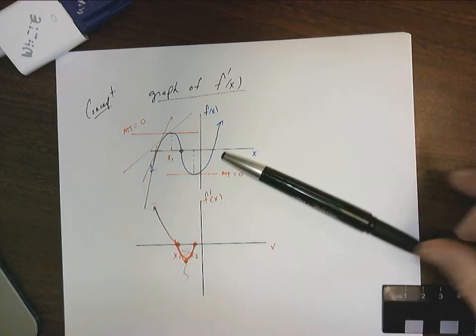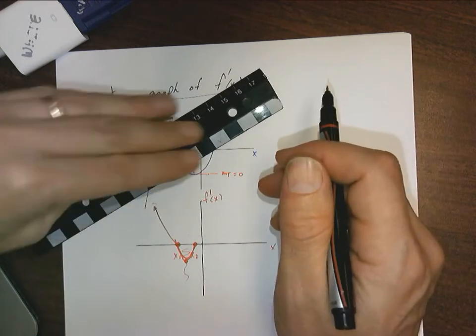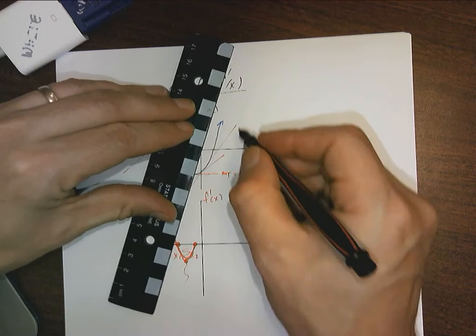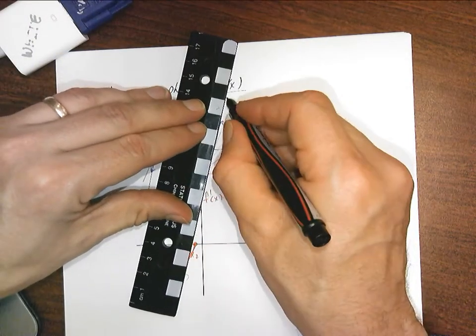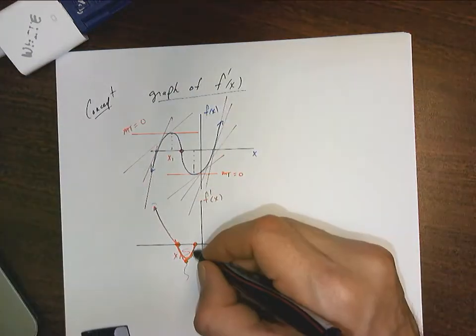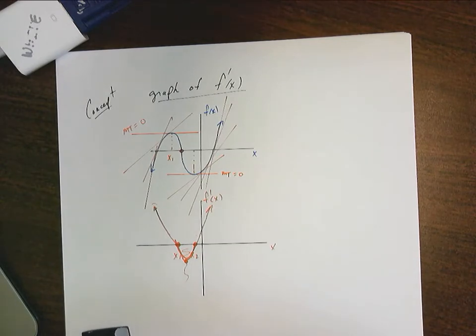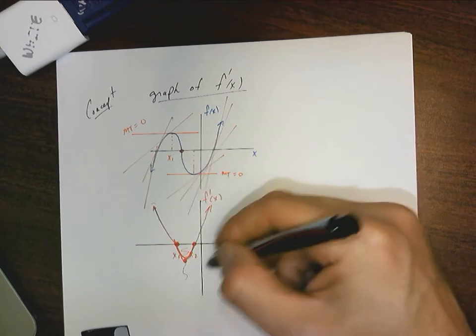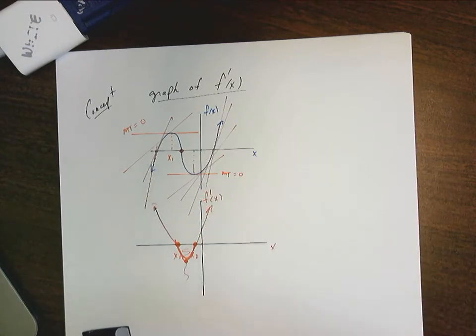Then from here, look at all the different slopes. We go from 0 to a positive slope, to a larger positive slope, to a larger positive slope, to a larger positive slope, right up like that. So, if we think about this for a minute, this is the graph of the derivative curve. This was our original curve.